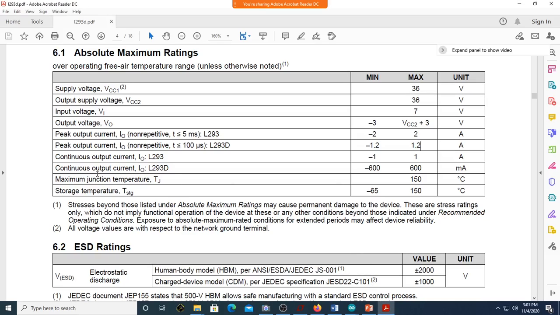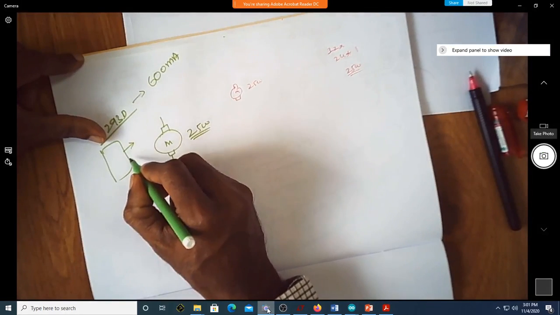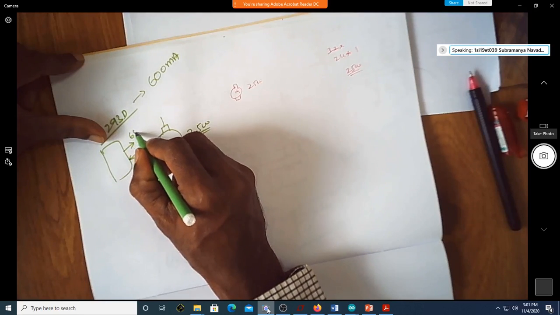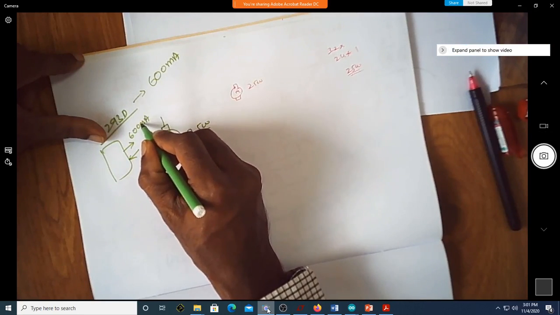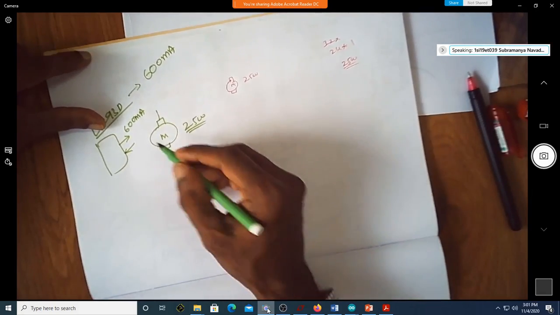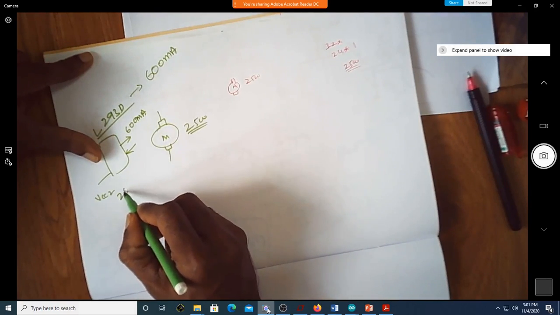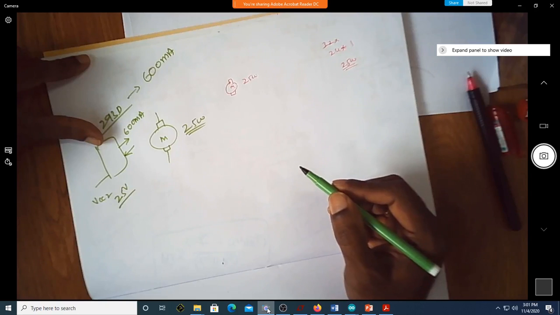Can you see here? Continuous output current I0 for L293D is minus 600 milliampere. Yes, sir. So what this says is, it can source or sink 600 milliamperes of current continuously, because if this motor has to run continuously, it should be so. Assume that you have connected VCC2 of 25 volts, correct?